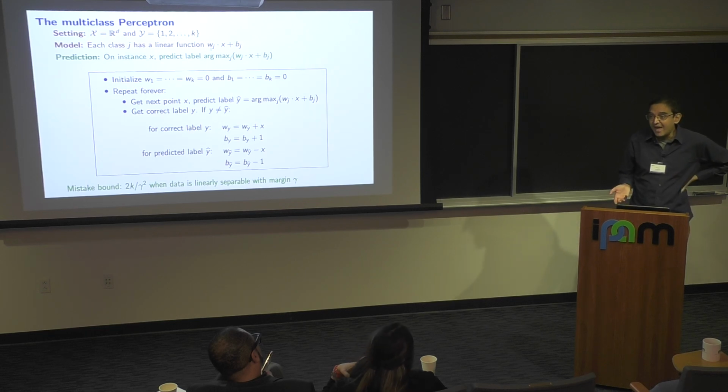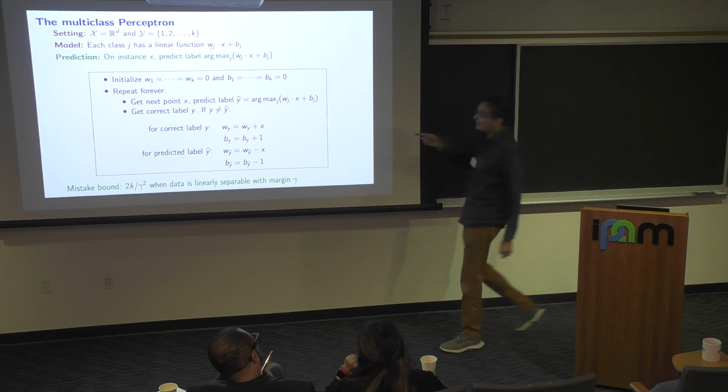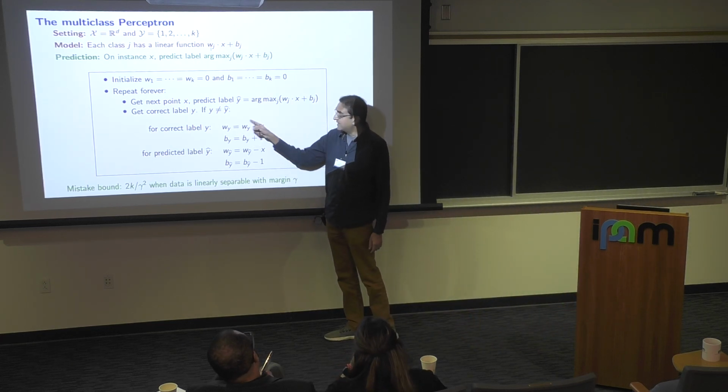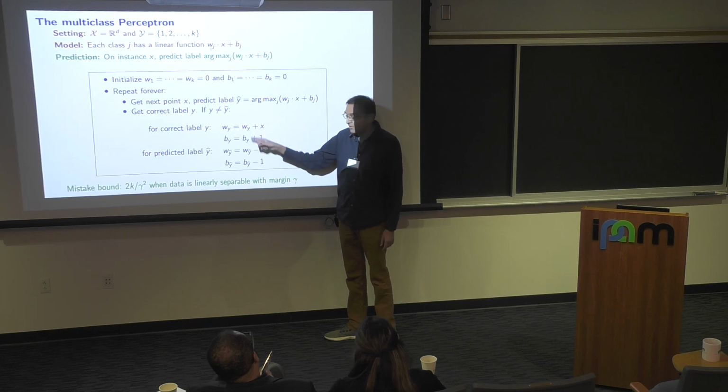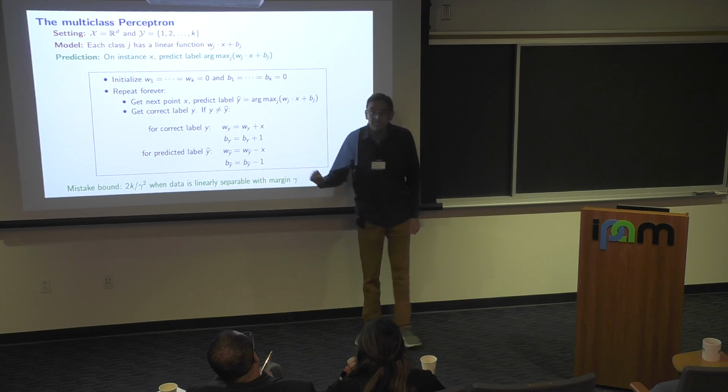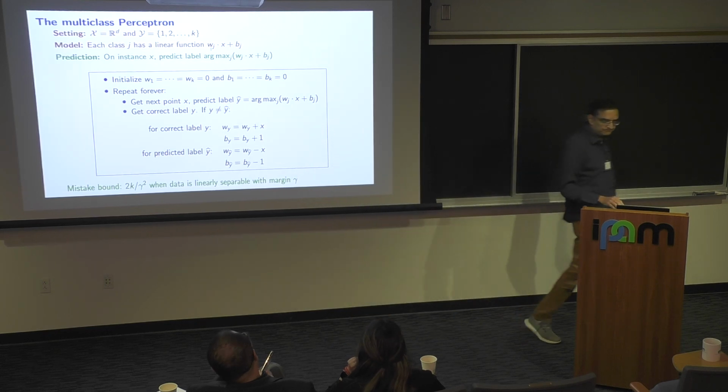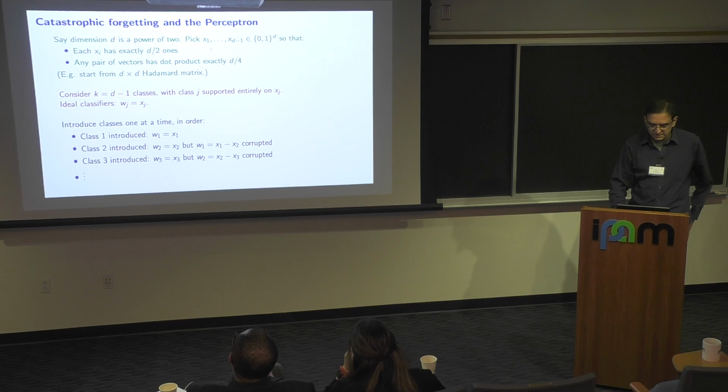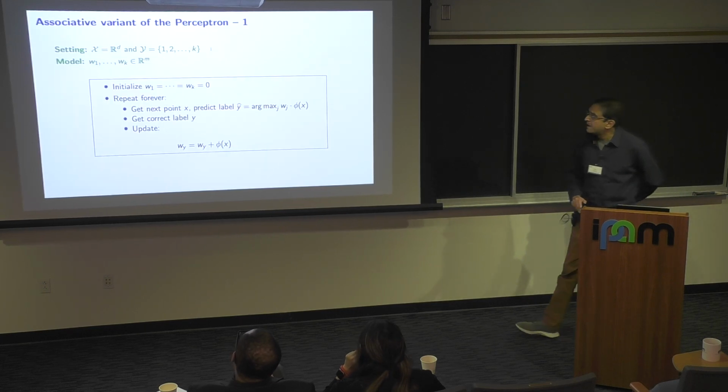It's simply the fact that when, in addition to moving the correct label's predictor, you're messing around with the predicted label as well. That's really the problem. So I won't go through that example.